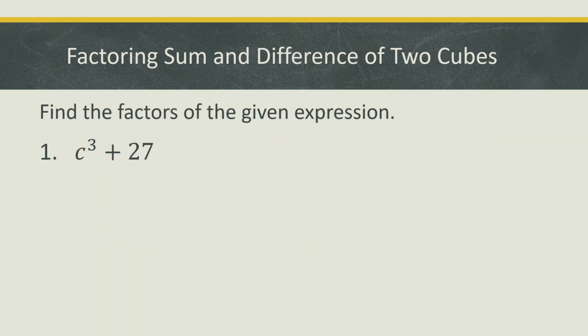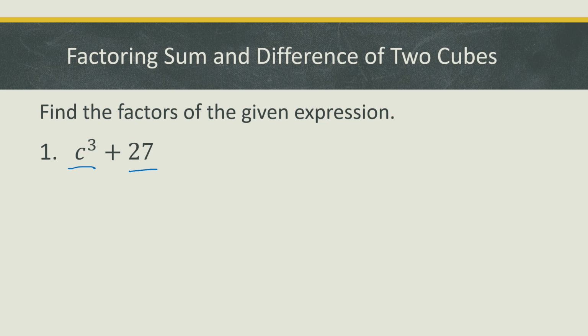Let us have an example. Find the factors of c cubed plus 27. The very first thing that we need to do is to check if the first term and the second term are perfect cubes. So c cubed is a perfect cube and 27 is a perfect cube number.